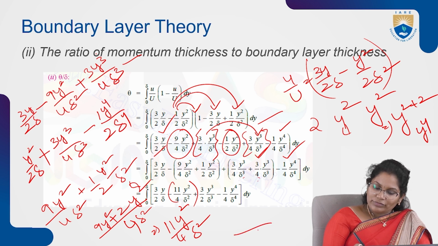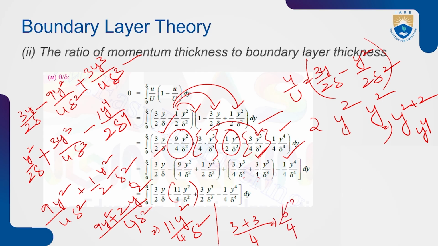Right? This also same. 4 LCM 3 plus 3, that is 6 by 4. That is 3 by 2. So what you are getting? 3 by 2 y cube by delta cube. This is how you got 3 by 2. Right? Minus 1 by 4, asterisk you have to write. Clear?